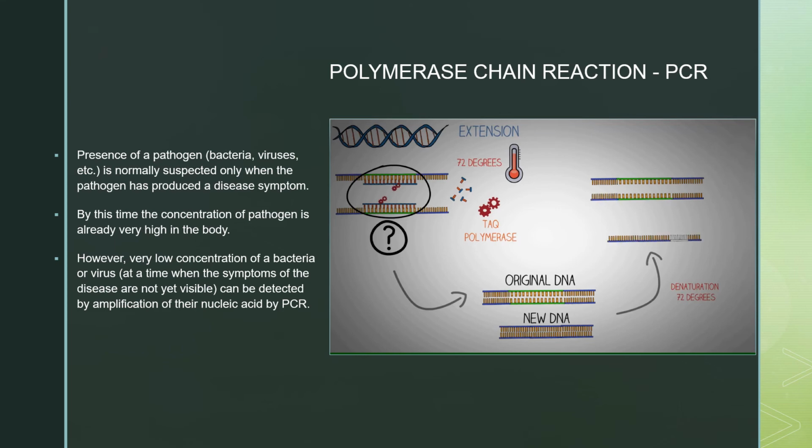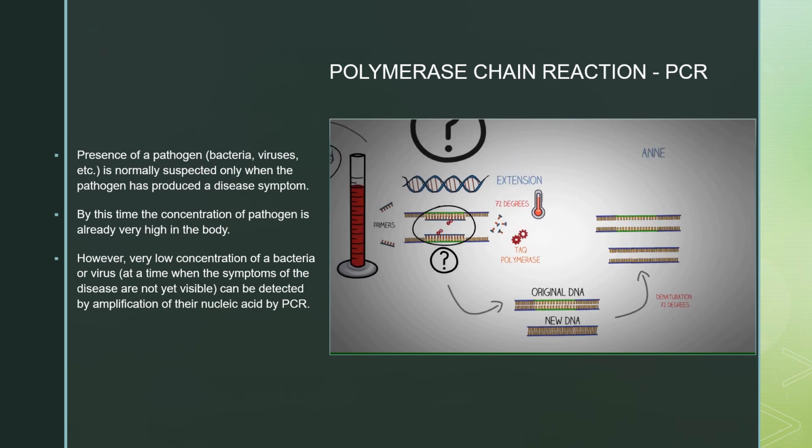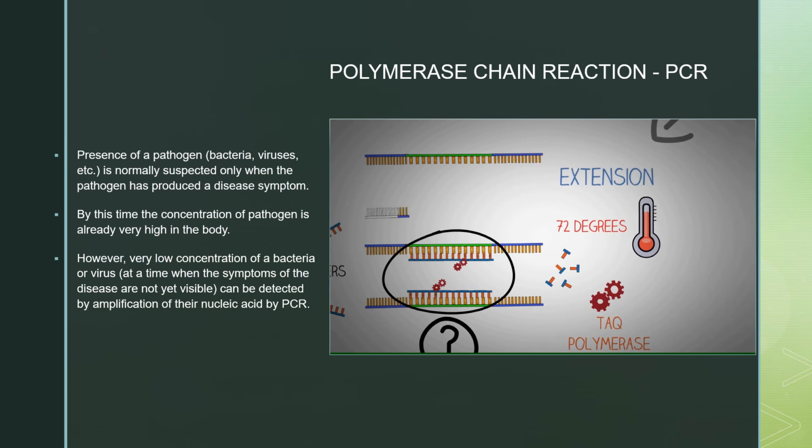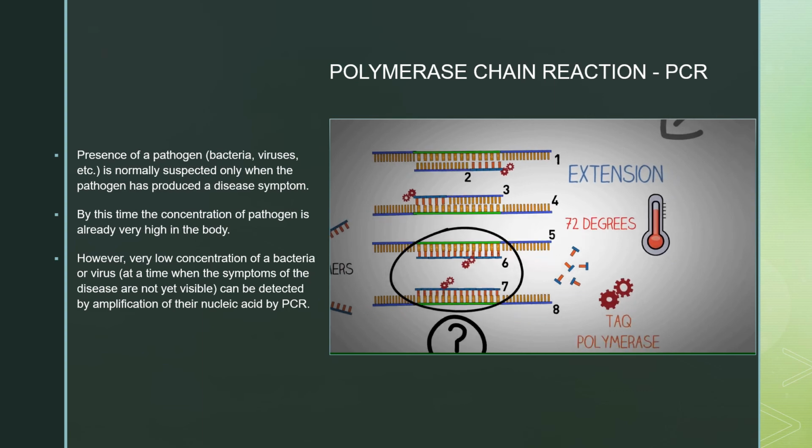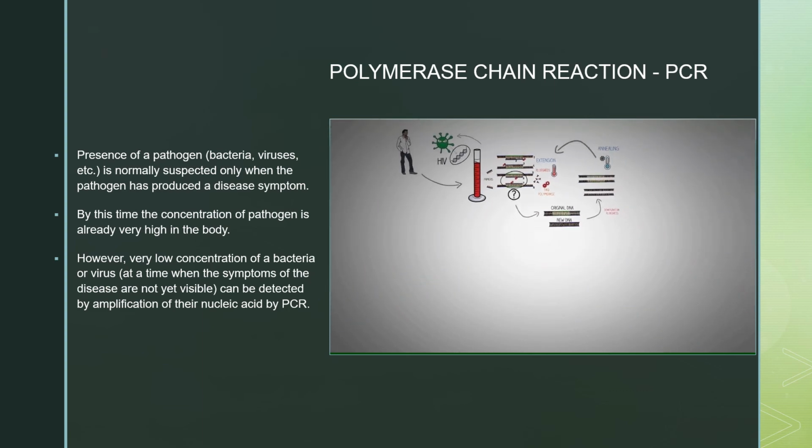Now when we cool down the temperature to 55 degrees for annealing, we will get 4 single-stranded DNAs now. The Taq polymerase comes in for extension, and this time it leads to synthesis of 4 new single-stranded DNAs because the substrates for the enzyme are also double now. So from the second cycle of the PCR, we get 1, 2, 3, 4, 5, 6, 7 and 8 new strands of DNA.